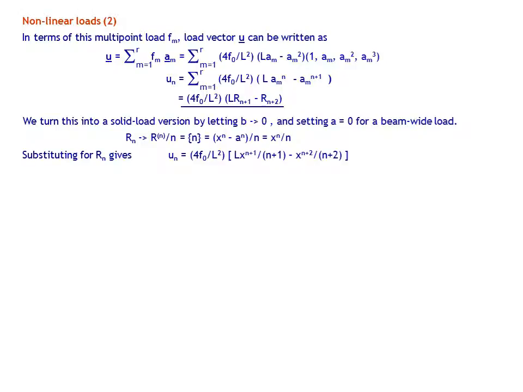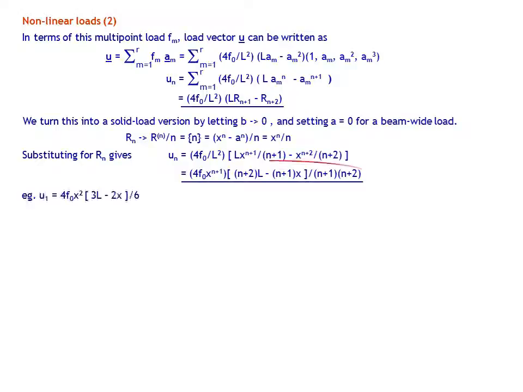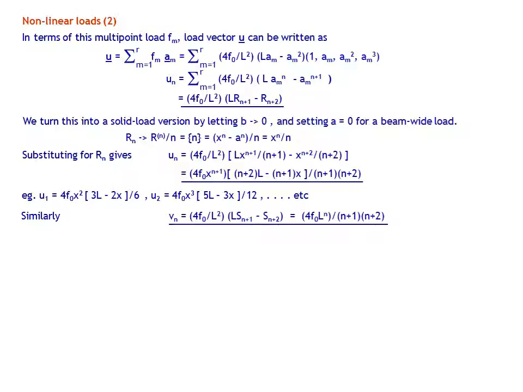Substituting for Rn in Un gives this new formula for Un, which can be written better in this form. We can determine the Un from here, with U1 being equal to 4f0 x squared times 3L minus 2x all over 6, and U2 being 4f0 x cubed times 5L minus 3x, etc. Going through the same process for load vector V and components Vn, we find that the Vn are given by this equation, from which we get V1 is equal to 4f0L over 6, and V2 is equal to 4f0L squared over 12, etc.